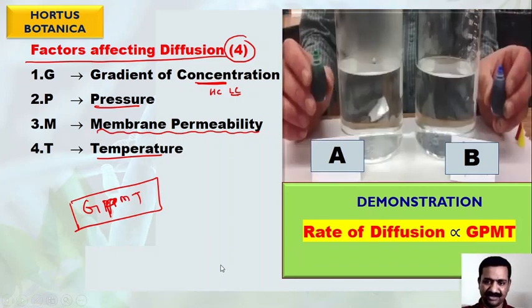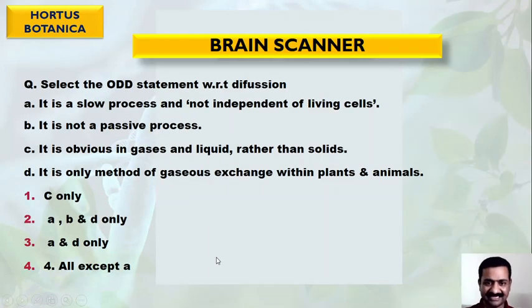Yeah. So now, my dear, let's get ready for one question that is called Brain Scanner. As usual, this is a question for you, and I will reply in our next lecture. One question after every lecture of mine. The question is, select the odd one out statement with respect to diffusion. First statement, it is a slow process, not independent of living cell. Second, it's not a passive process. Third, it is obvious in gas and liquid rather than solid. Fourth, it is the only method of gaseous exchange within plants and animals.